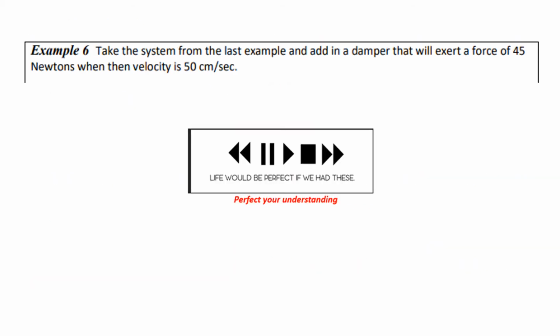Okay, just so we don't have to do everything over again, let's take the system from the last example completely, but we'll add in a damper that will exert a force of 45 newtons when the velocity is 50 centimeters per second. Okay, and these are newtons, so you have to deal with the units. You know what to do? Let's see how you did.